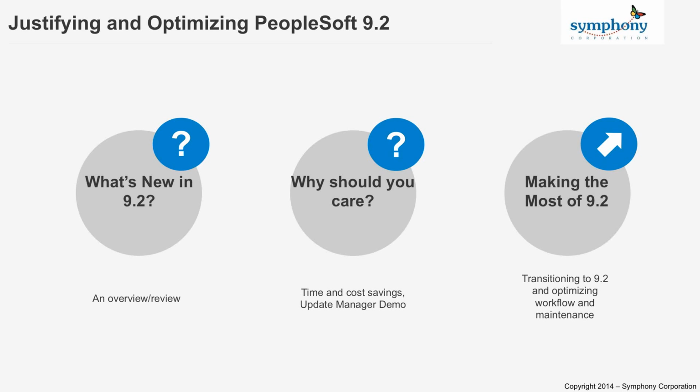So we're going to have an overview, a review of PeopleSoft 9.2. Then we're going to talk about why you should care about 9.2 versus staying where you are. Specifically, the new mechanism for updates and fixes, the Update Manager, and we're going to take a look at how that works. Then we're going to talk about making the most of 9.2 and the most efficient ways to transition to it through a streamlined upgrade process, and we'll go through our upgrade methodology as part of this presentation. So you have a comprehensive look at why you should go to 9.2, what's in it for you, where the savings are, and then how to get there.